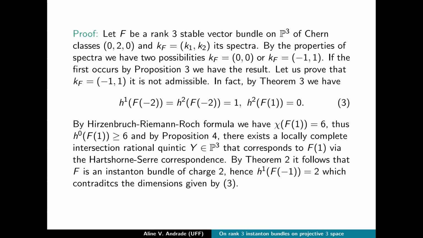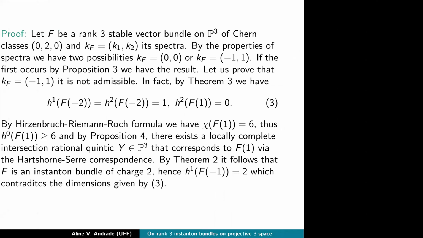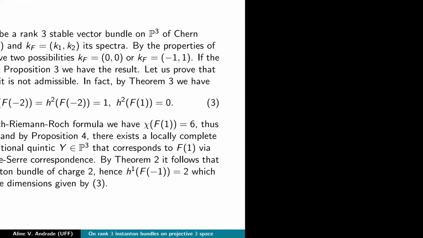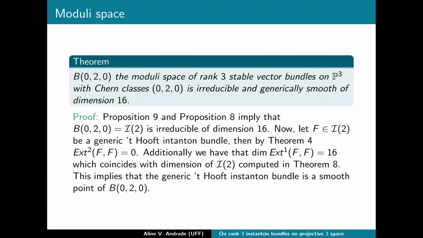So we have this theorem: the moduli space of rank 3 stable vector bundles on P3 with Chern classes 0, 2, 0 is irreducible and generically smooth of dimension 16. To prove this theorem, it's just a matter of gluing together all the results that I showed you so far.